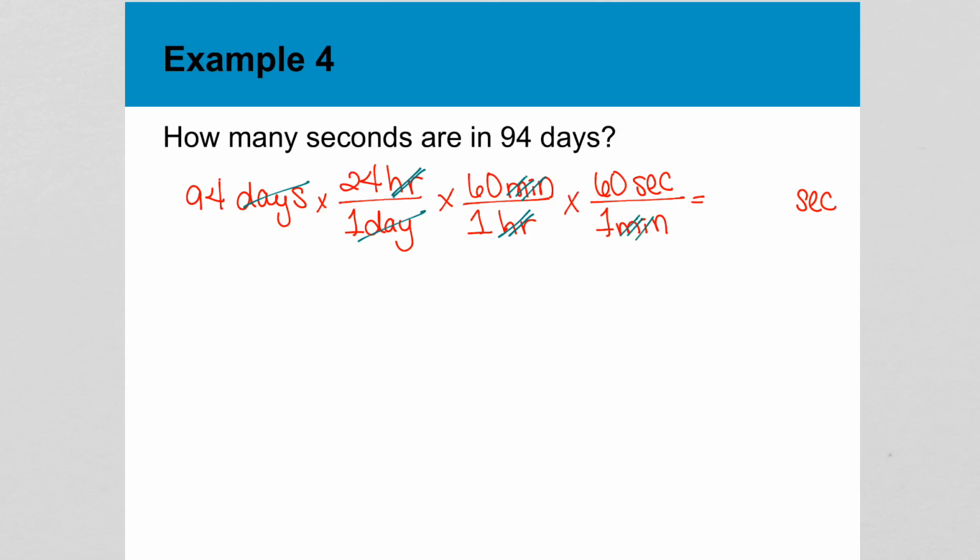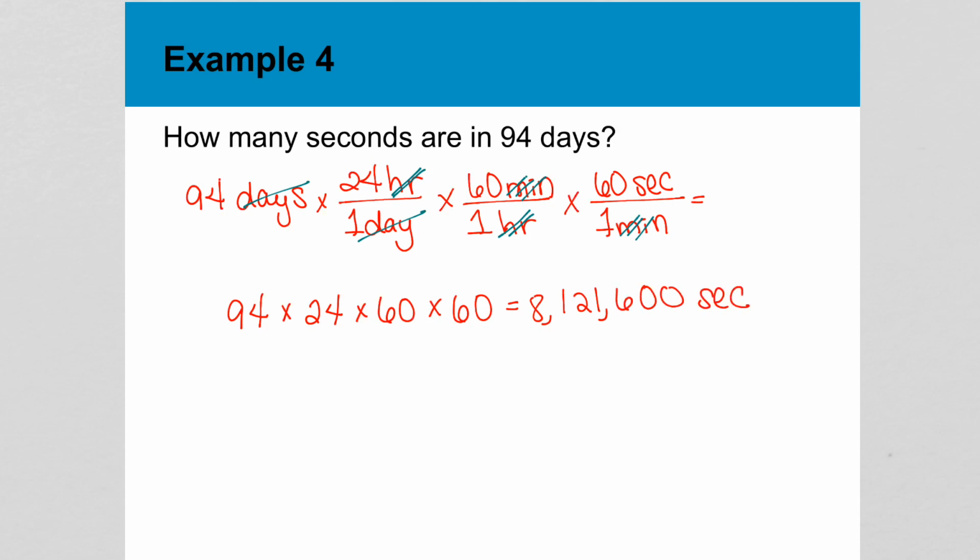And so, get rid of that for a second. We'll take 94 times 24 times 60 times 60, and that'll give us how many seconds? Notice how we're left with seconds. That didn't go away, and that's what we want. So that is 8,121,600 seconds. And we got a bigger number as we expected. We're in seconds. We should be good.